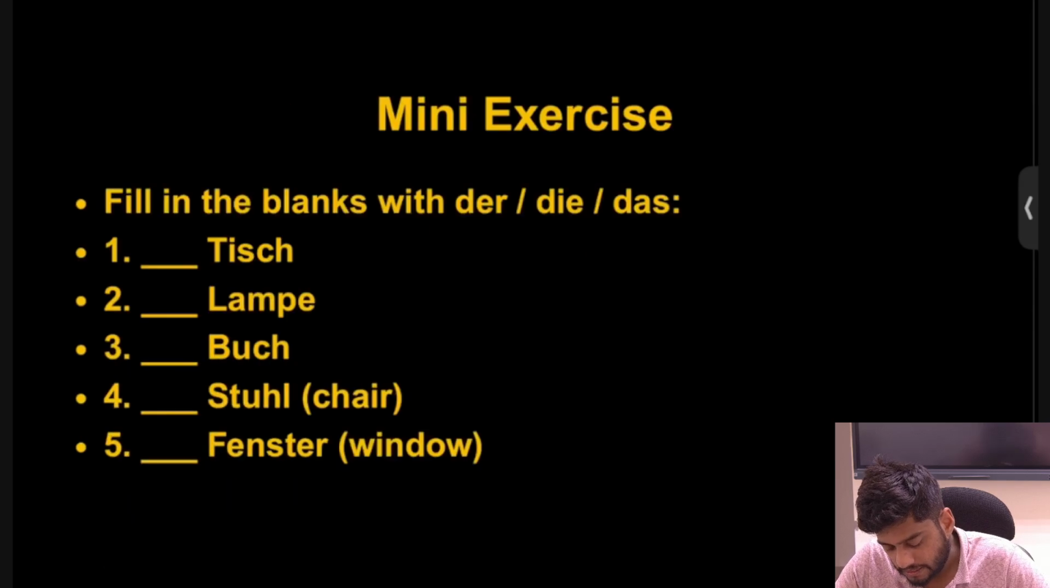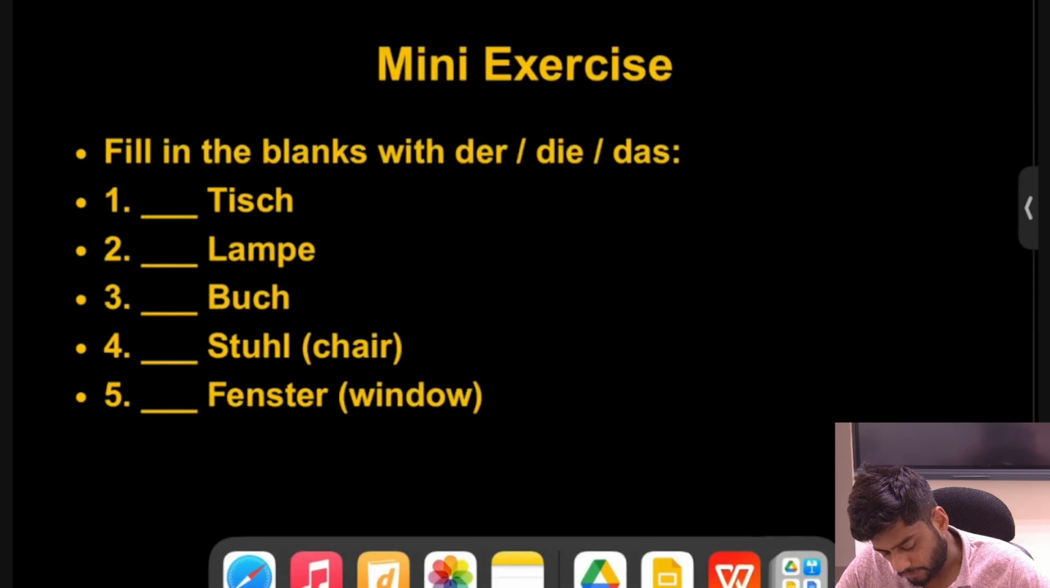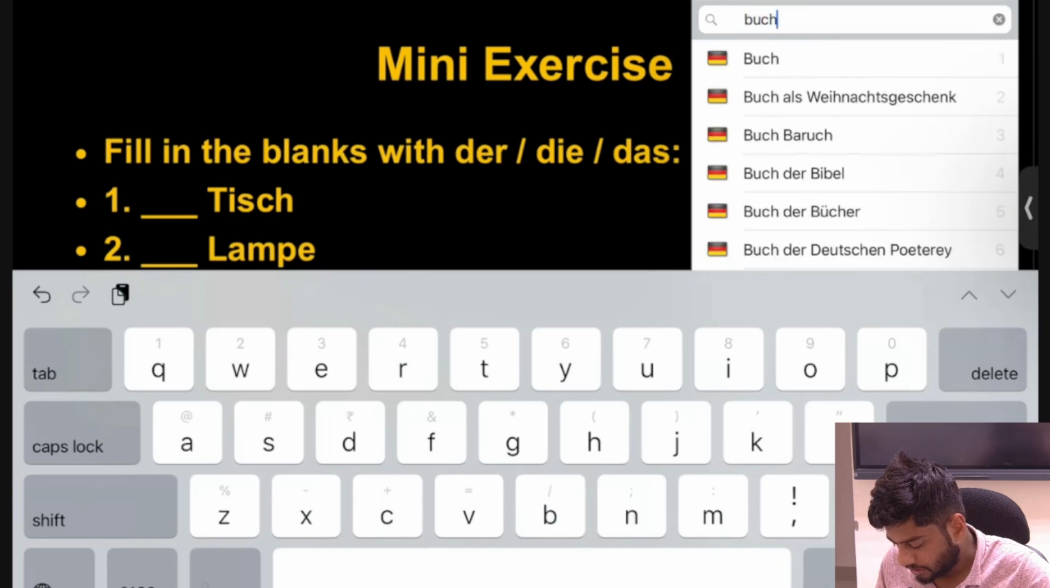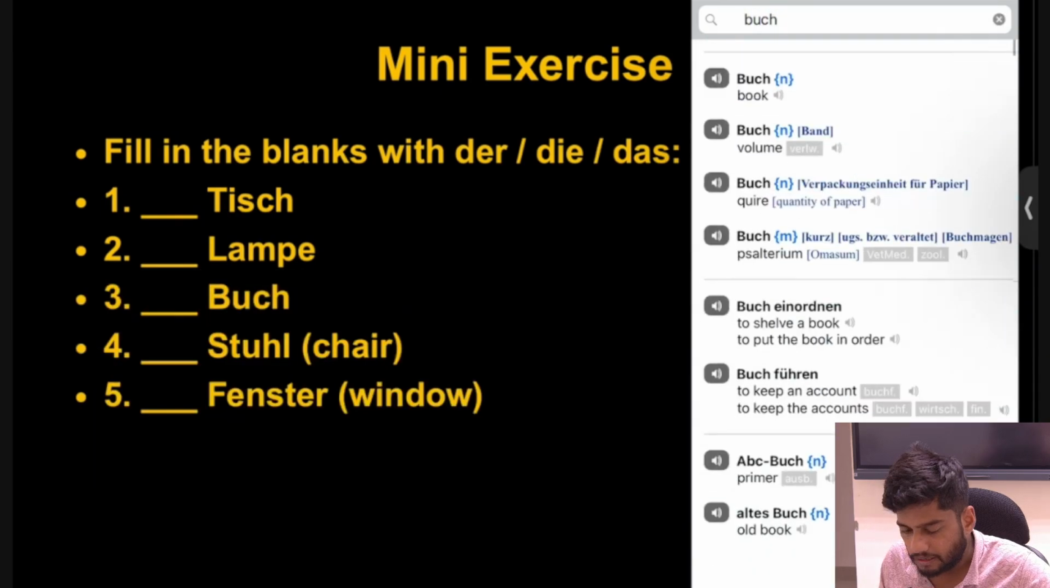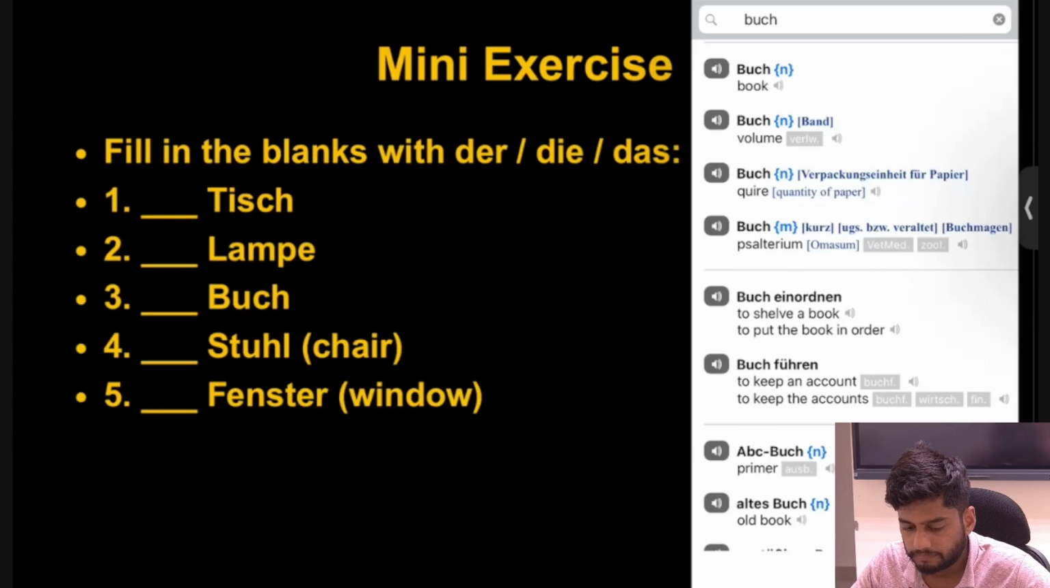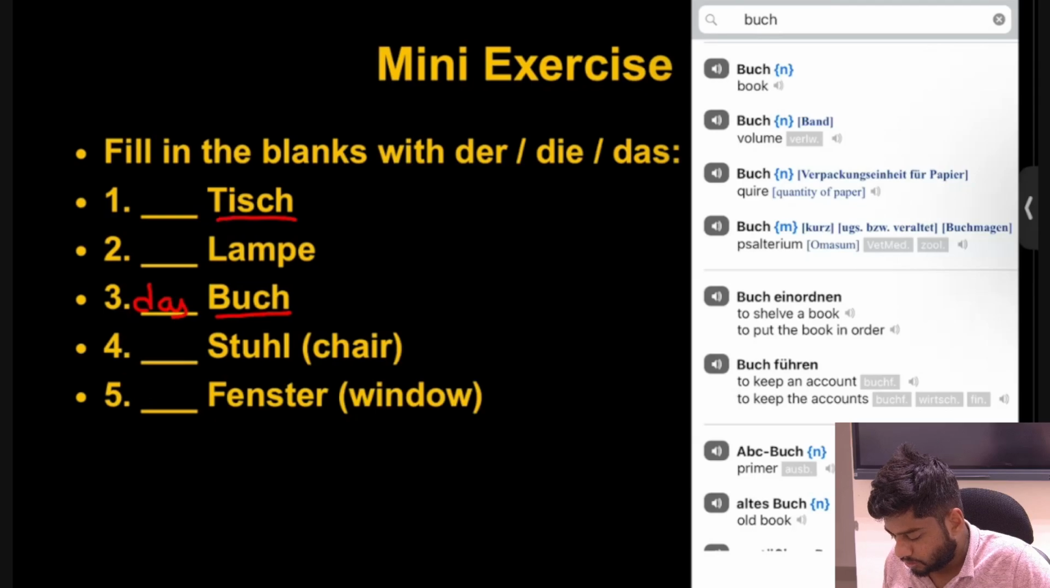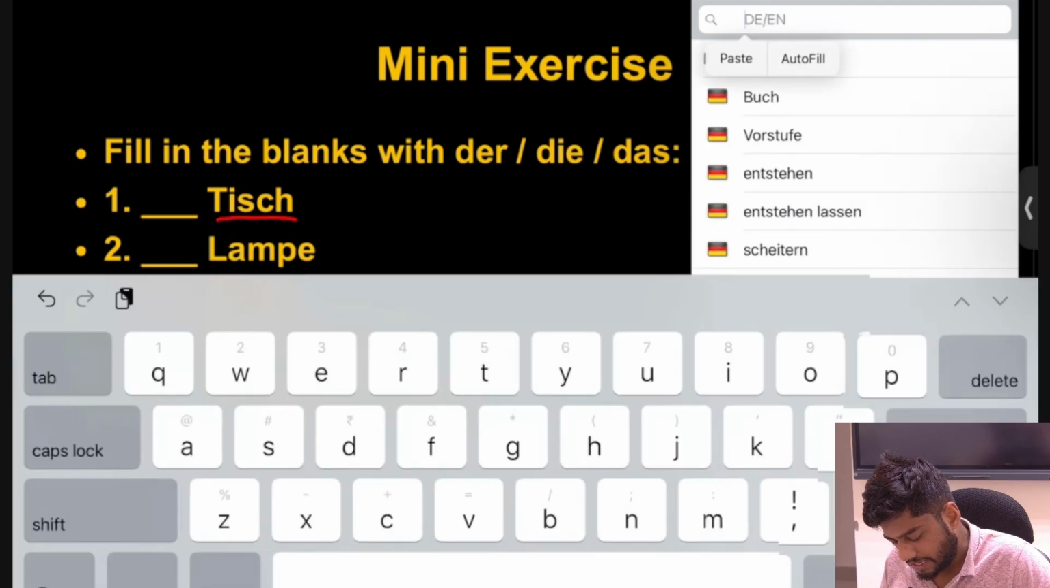Okay, so guys, I will tell you one more point. For example, I will check here book. Okay, so guys, can you please tell me the symbol on the right side in blue color? N. N equal to neuter. So guys, the article is das. So book, you will write down here das. Das book. First word is Tisch. So you will check here Tisch.